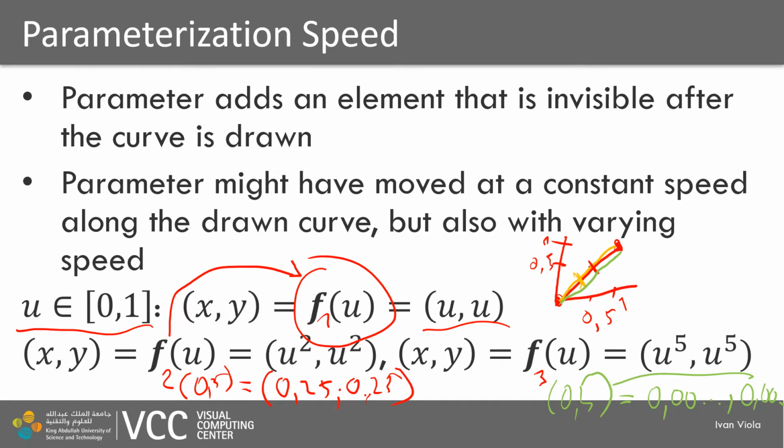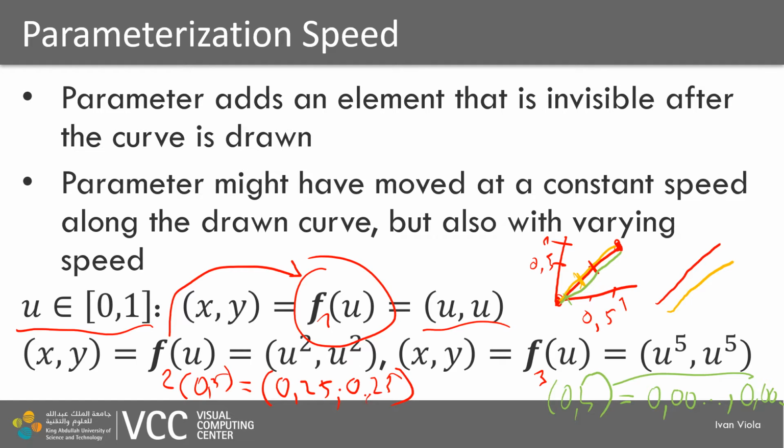So you can see that for u equals 0.5, we will be here at the very beginning, and then at the end, we will be quickly drawing the rest of the curve. While the first parameterization will draw the curve at a constant speed, the second will draw it with such a speed profile, and with the third one, for a long time nothing is happening, and then suddenly the curve will be drawn.